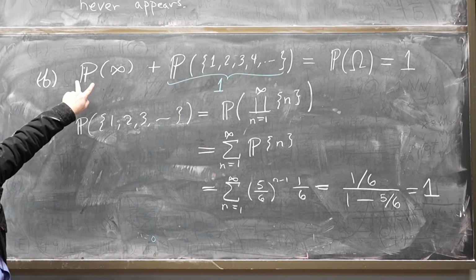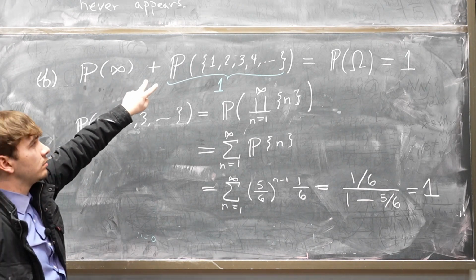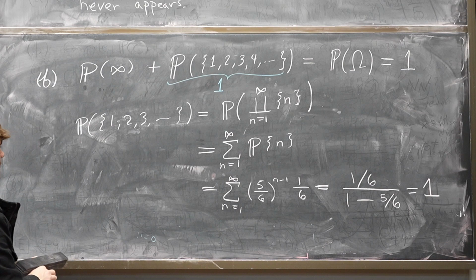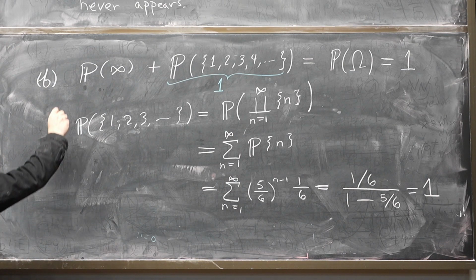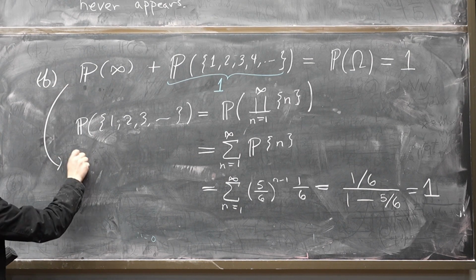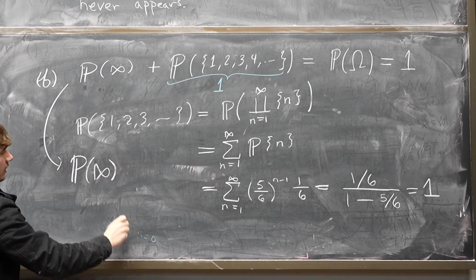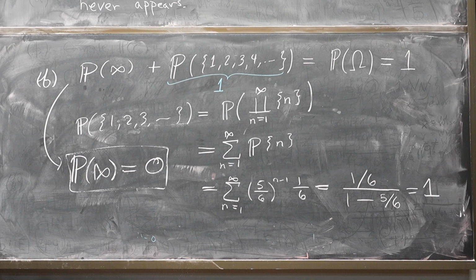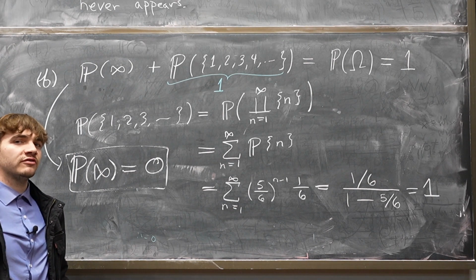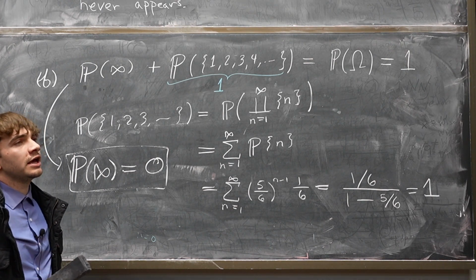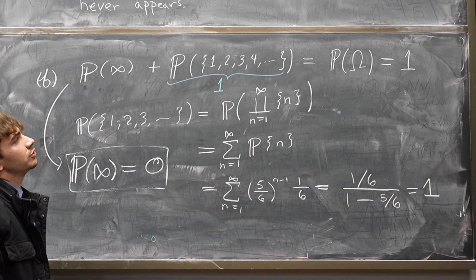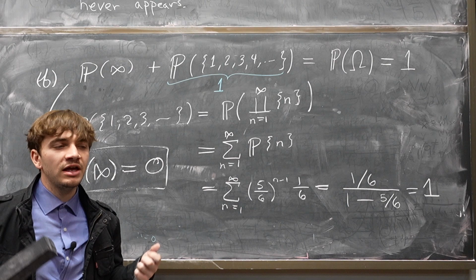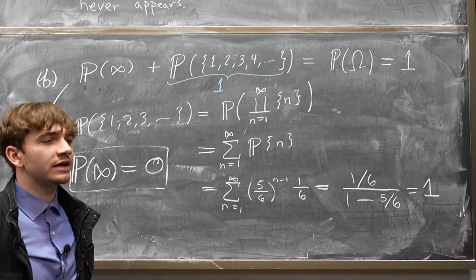And so I have the probability of infinity occurring plus 1 is equal to 1. So subtracting 1 from both sides, I'm left with the probability of infinity occurring is precisely 0. So therefore, if the theory of math is correct, then it should be impossible for you to roll a die and just keep going on and on forever and never get the number 4.